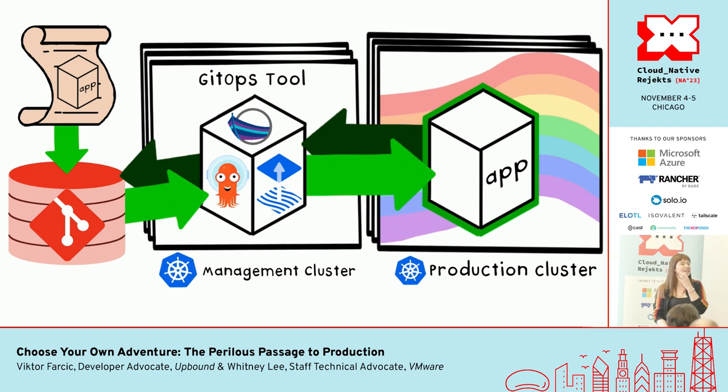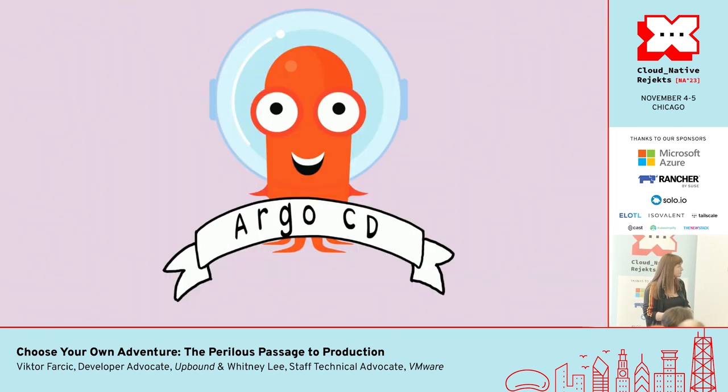So in this diagram, our application got deployed by the GitOps tool, but it's also going to make sure our application stays in the state as it's defined in Git, even as we change the Git definitions. So first up, we have Argo CD.